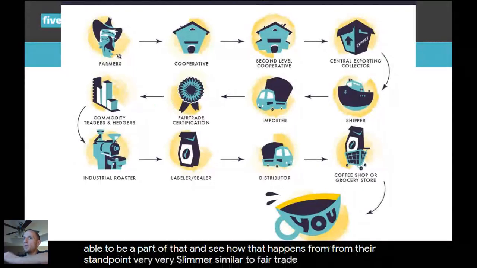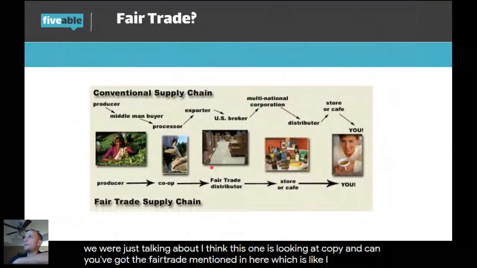Here is just a quick graphic that shows a conventional supply chain, very similar to what we were just talking about. I think this one is looking at coffee. And again, you've got the fair trade mentioned in here, which is, like I said, designed to make sure that people aren't taken advantage of. Here's another infographic that talks a little bit about fair trade.